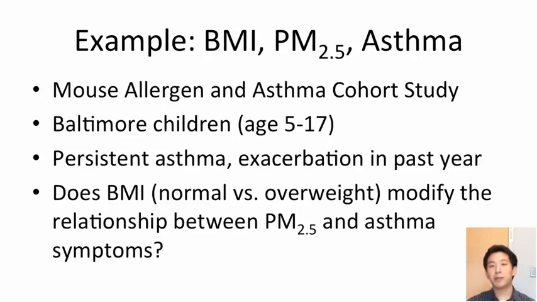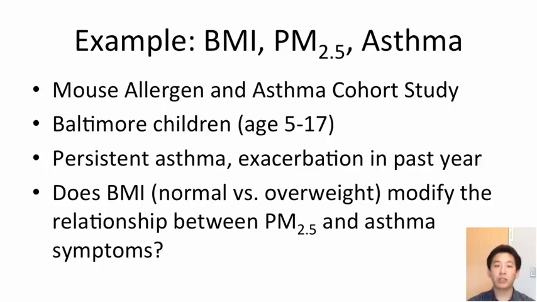So the running example that I'm going to use for this lecture, which I've spoken about previously, comes from the Mouse Allergen and Asthma Cohort Study, which was conducted here in Baltimore. Just very briefly, this is a study that included Baltimore children aged 5 to 17. They all had persistent asthma with an exacerbation in the past year. And we're interested in a lot of the environmental triggers for asthma morbidity in this study.